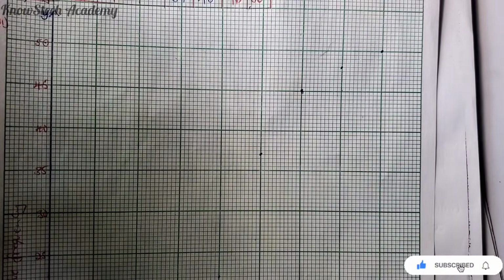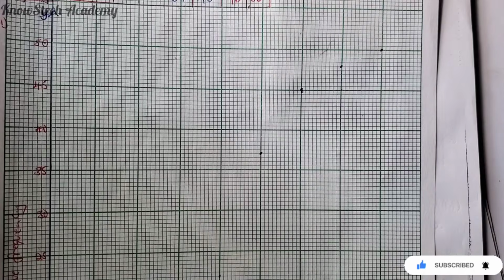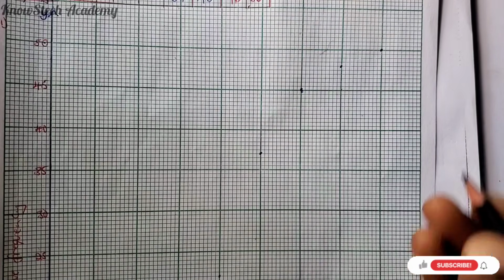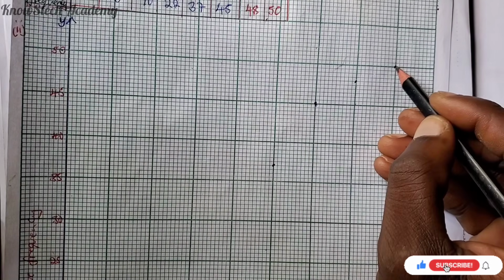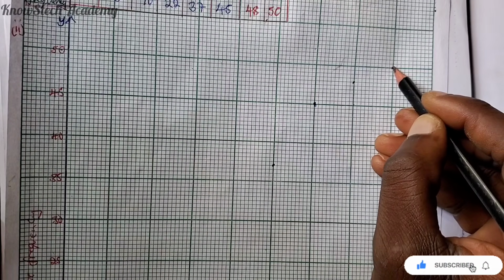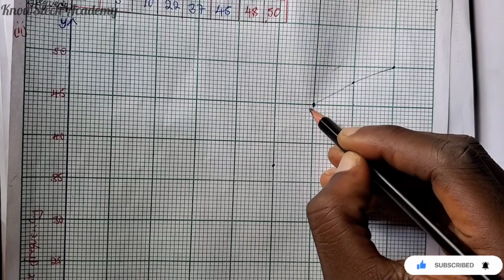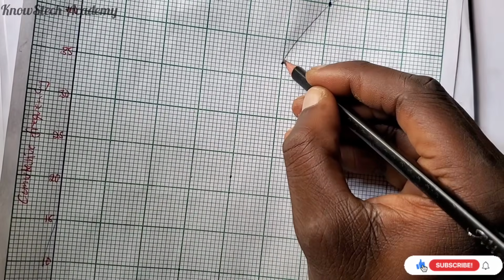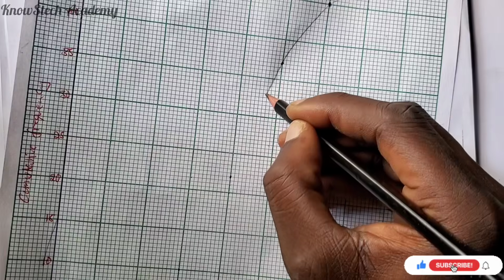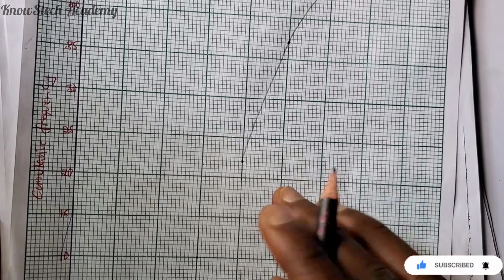Remember to use a pencil. Everything I'm doing on the graph paper should be done using a pencil. I'm using a pen because a pencil may not be visible to you, but I will start with a pencil. So let's just proceed anyway. From this point, using free hand, not a ruler, like this. All right, like that.